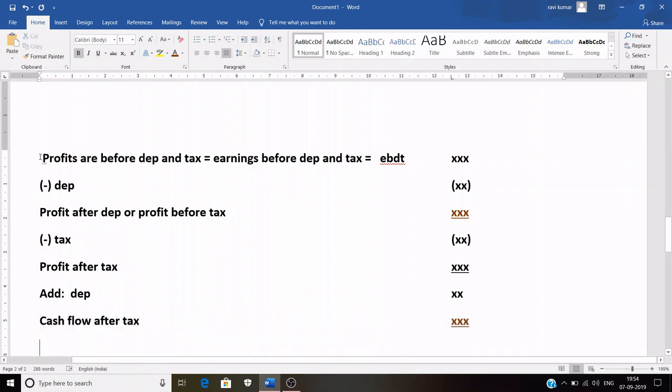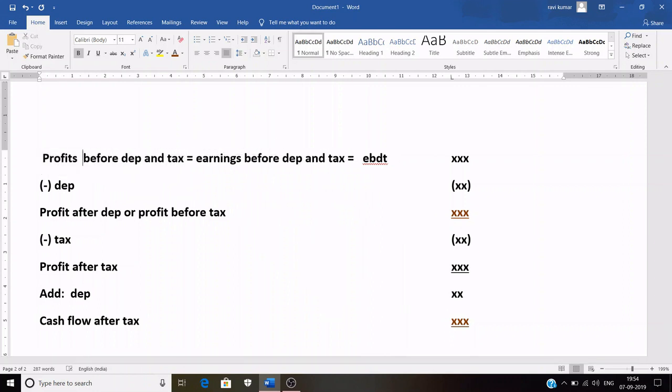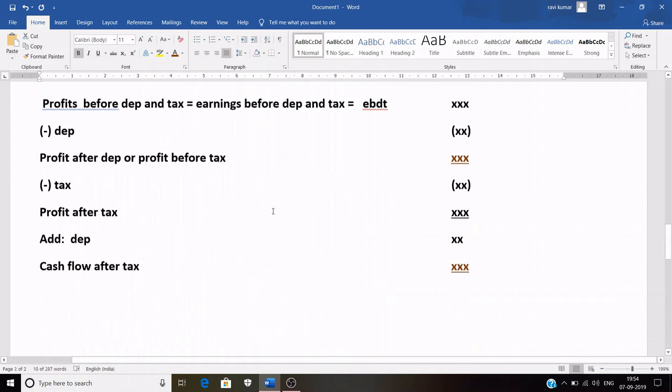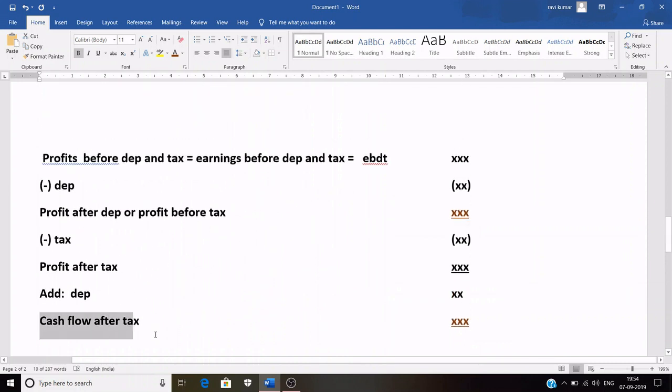because in this question profits before depreciation and tax are given. Profits before depreciation and tax are also known as earnings before depreciation and tax. So we have to find out cash flow after tax because we need the present value of cash flow after tax in the question. As we know, the formula for calculating NPV is present value of cash inflow minus present value of cash outflow. So here we have learned how to calculate cash flow after tax.